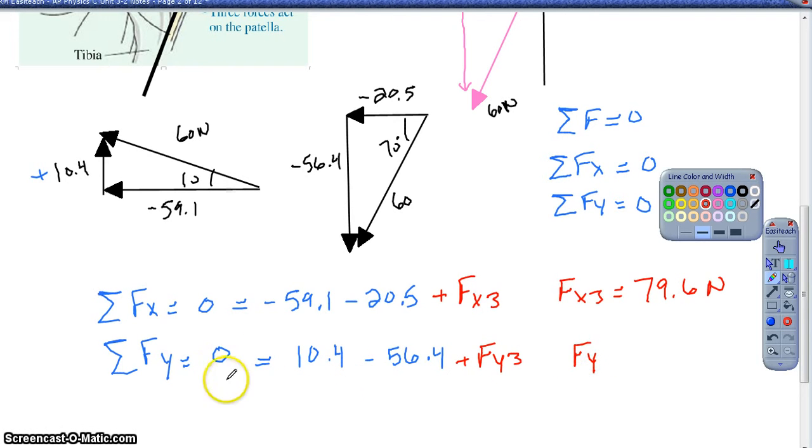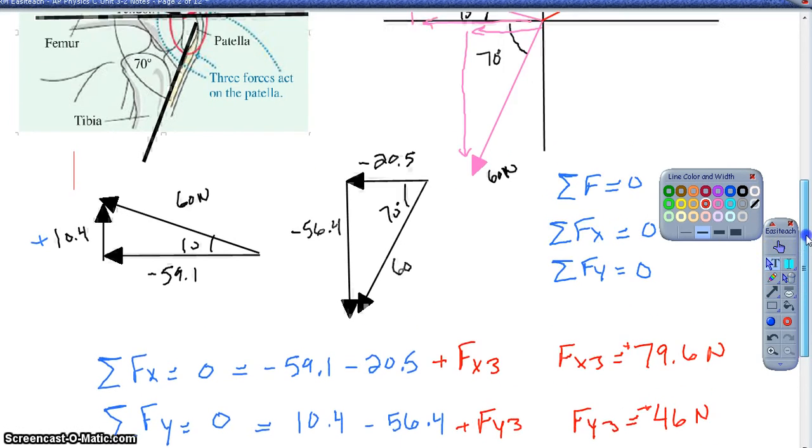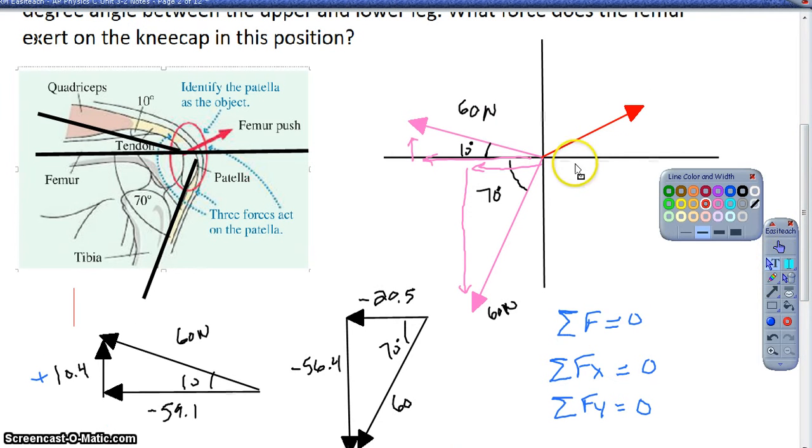So solving this relatively easy equation, anyone can do it. So you guys definitely can. I end up getting about 46 newtons. And again, it needs to be a positive 46 newtons, which is consistent. Both of these numbers end up being positive. That actually is consistent with the picture that they were suggesting.